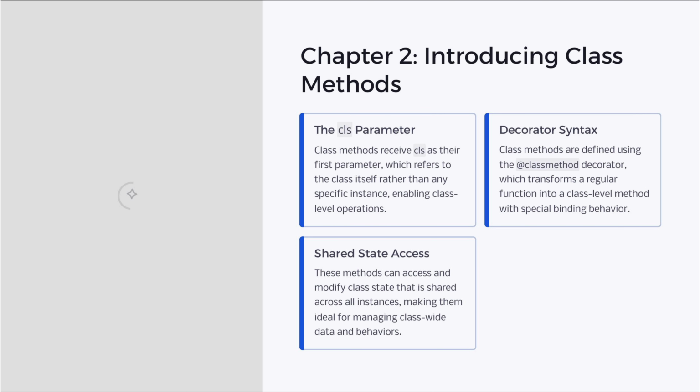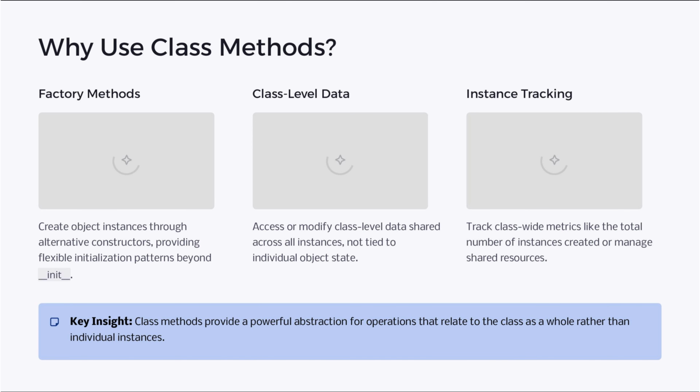Class methods use the cls parameter to operate at the class level, not on individual instances. Defined with the @classmethod decorator, they can access and modify shared class data. This makes them perfect for managing class-wide behaviors and data, providing a powerful tool for operations that affect the entire class. Class methods offer flexibility through factory methods, allowing object creation beyond the standard __init__ constructor.